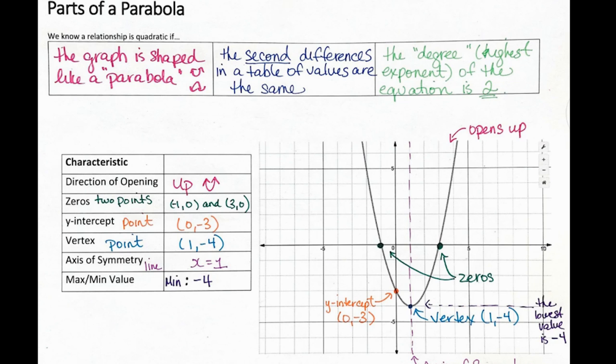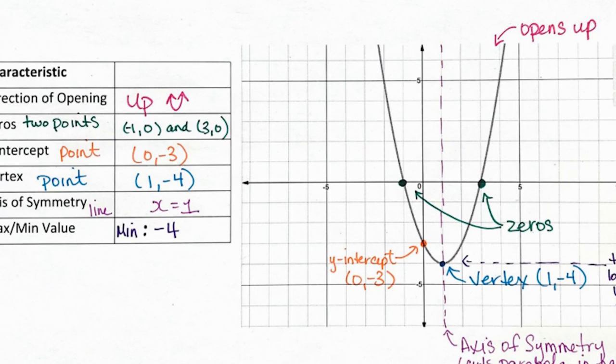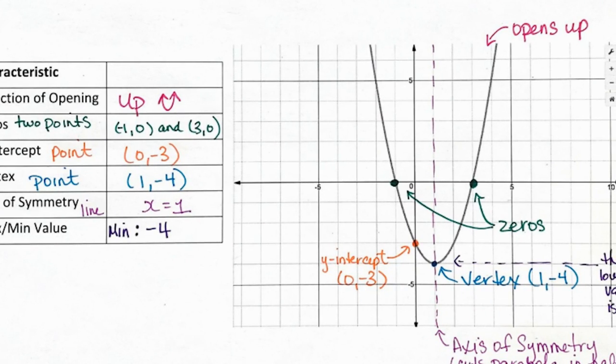So what we're going to do today is we're going to just focus in and look at some of the different parts of a parabola, so that when we have one of those U-shaped or rainbow-shaped functions to look at, then you can tell me some of the characteristics of it.